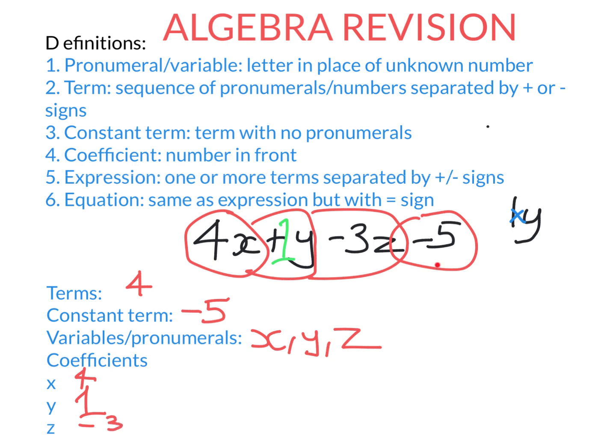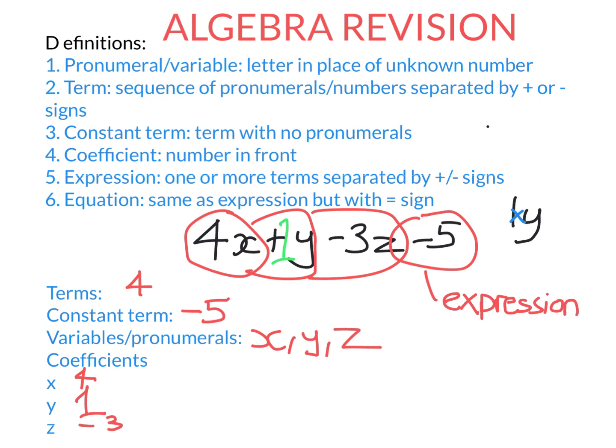So this here does not have an equal sign. It is just 4 terms kind of brought together. And so it is an expression. So we would call it an equation if it had an equal sign. And we're going to do a lot on equations next term.